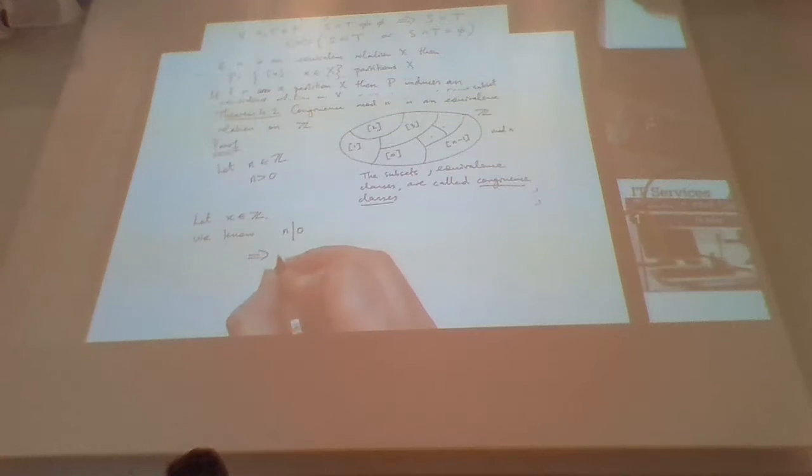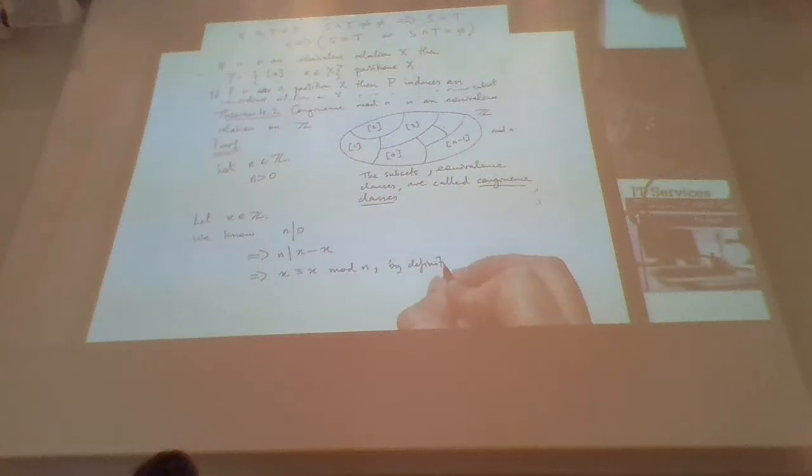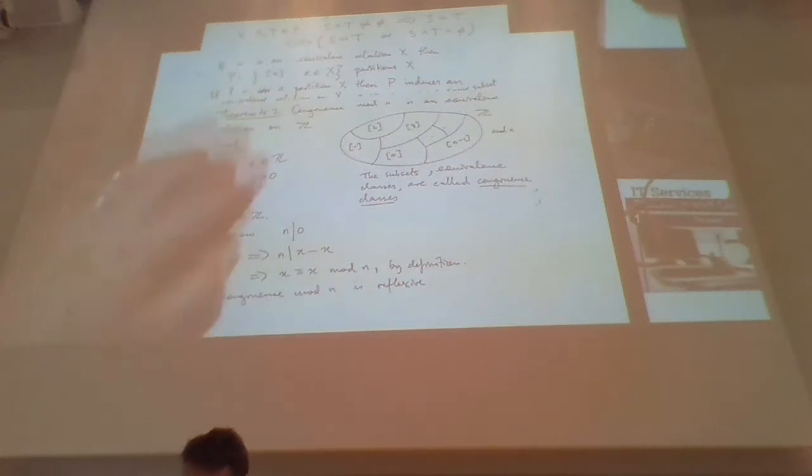So that implies that n divides x minus x. And by definition, that implies that x is congruent to x mod n. Okay? By the definition of congruence. So congruence mod n is reflexive. Okay, comes out pretty clearly.